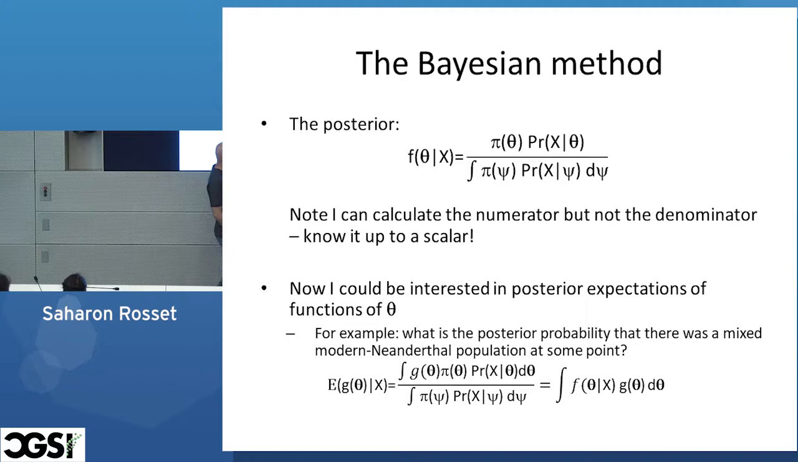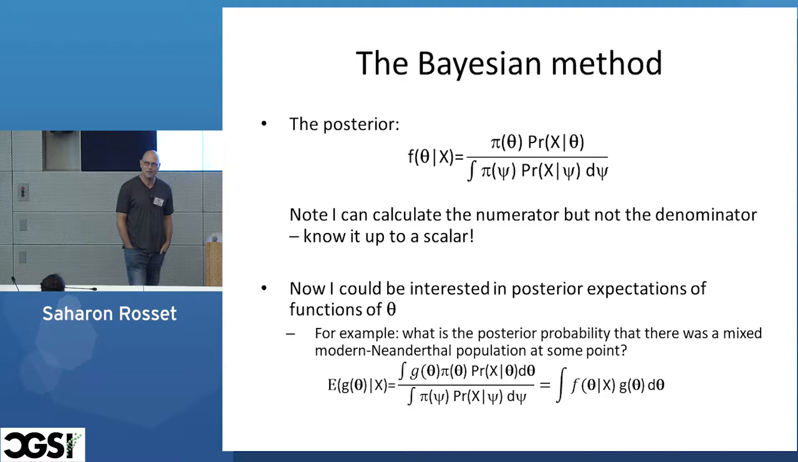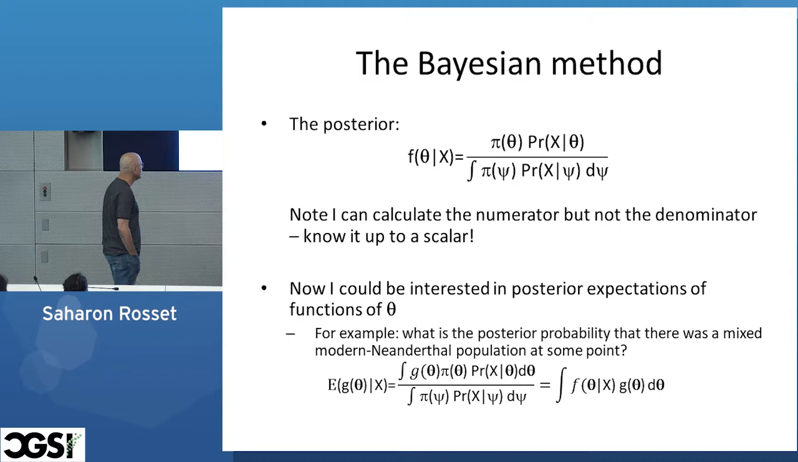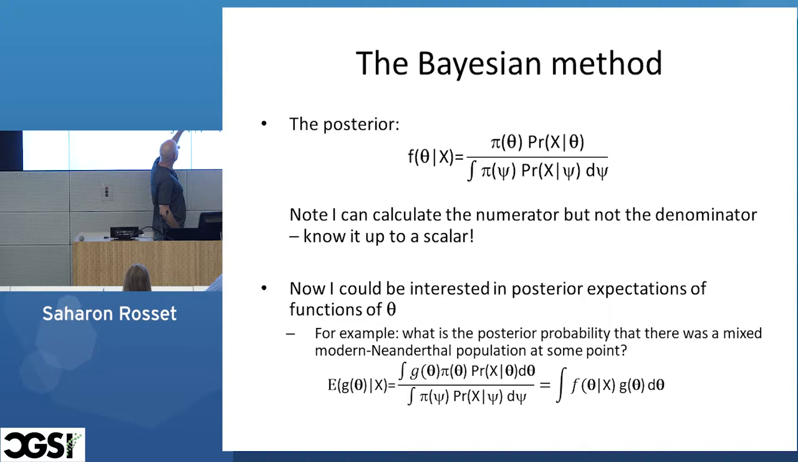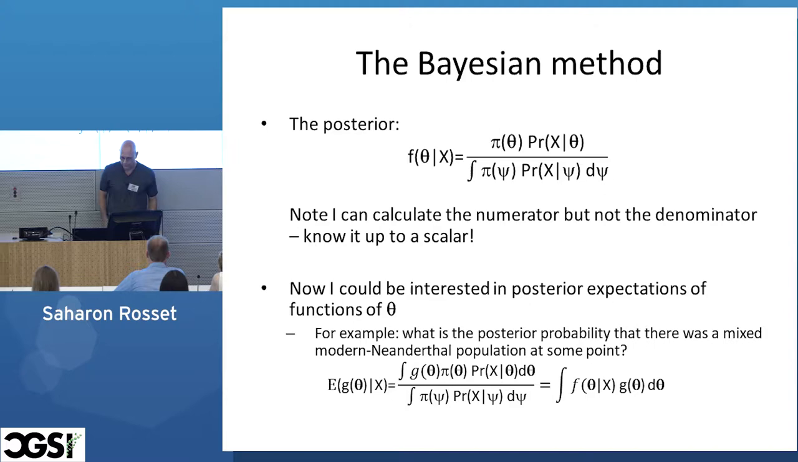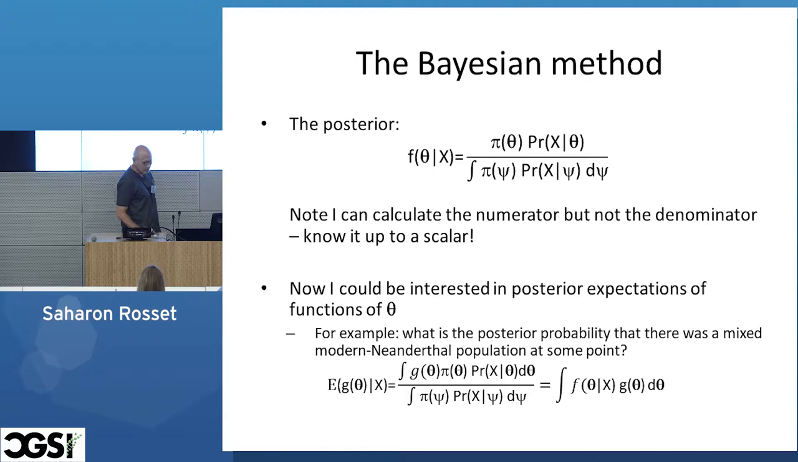I can just call it probability if I'm Bayesian: the probability that there was a mixed population of modern humans and Neanderthals. So I take this F and I do an integral of G times F, and the denominator doesn't include theta, so it comes out. So really what I'm doing is an integral of G over that posterior distribution F. Okay, that's a very quick introduction to what Bayesian statistics is about.